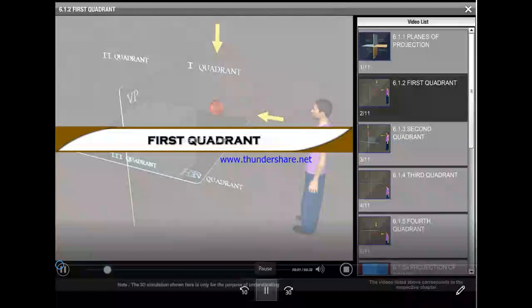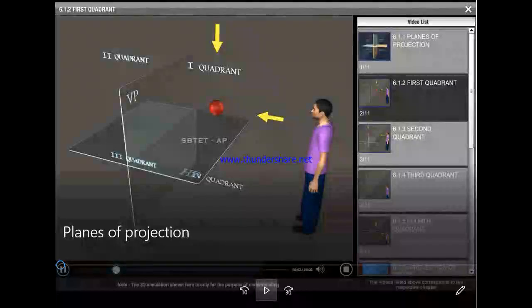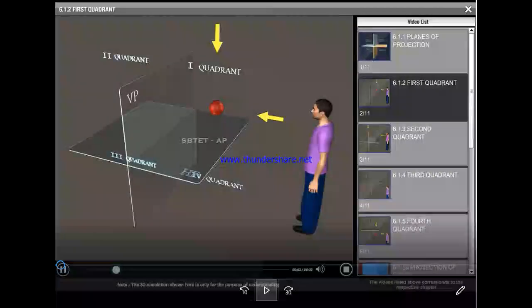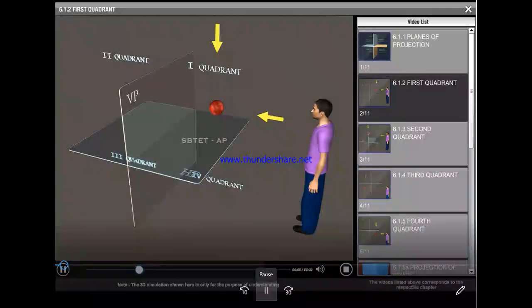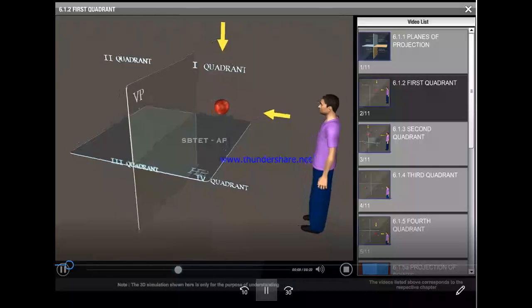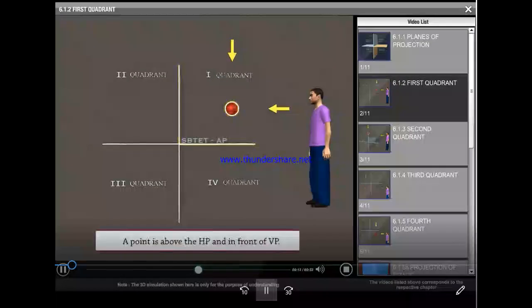First quadrant. In this we will see about how an object can be placed in the first quadrant. It is a quadrant in which an object can be placed above the horizontal plane and in front of the vertical plane with respect to the observer.